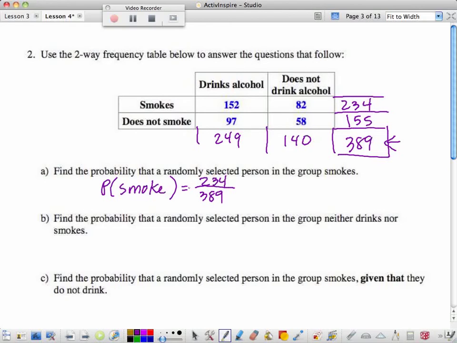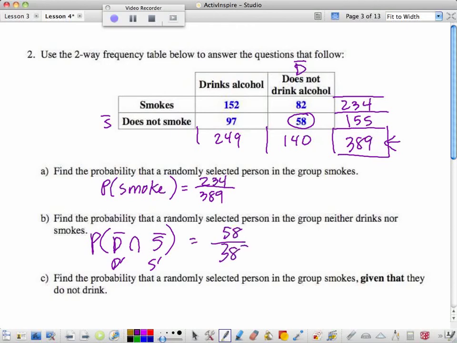Letter B, find the probability that a randomly selected person in the group neither drinks nor smokes. So the probability that they do not drink and they do not smoke. They neither drink nor smoke. So you either put the D prime and S prime, or you put the bar on top, which means not. So does not drink alcohol is the same as D bar. Does not smoke is the same as S bar. So when they do neither of them, these people do not drink alcohol and they do not smoke, so that's 58 out of 389.